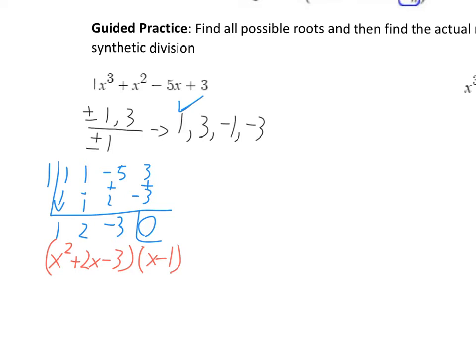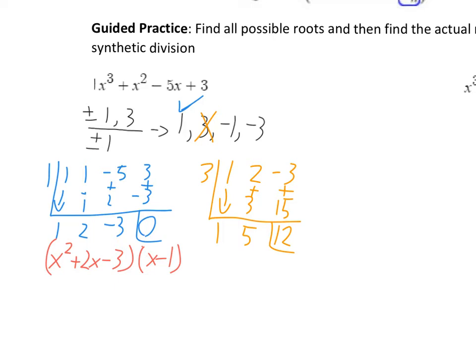So let's check our 3. 3 on the outside, coefficients of 1, 2, -3. The 1 comes down. 3 times 1 is 3, plus 2 is 5, times 3 is 15, plus -3 gives us 12. 12 is not 0, so x equals 3 is not going to be a valid root for us.